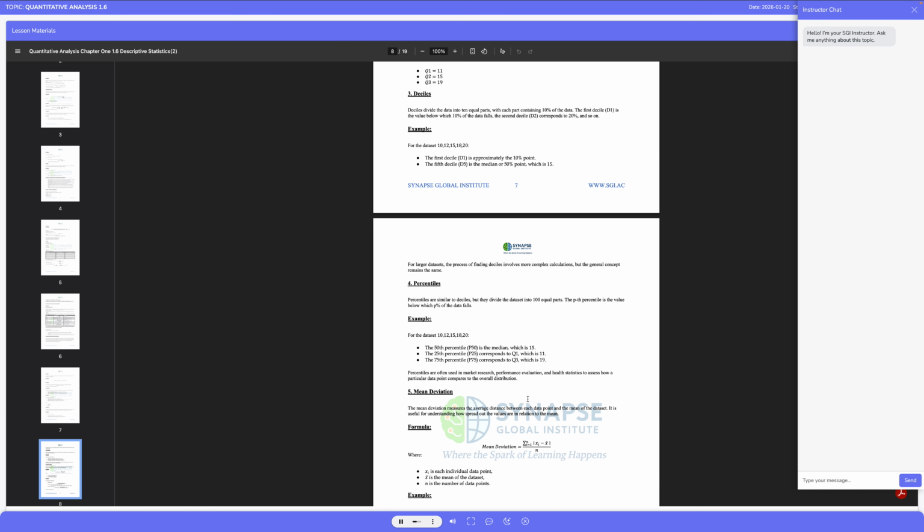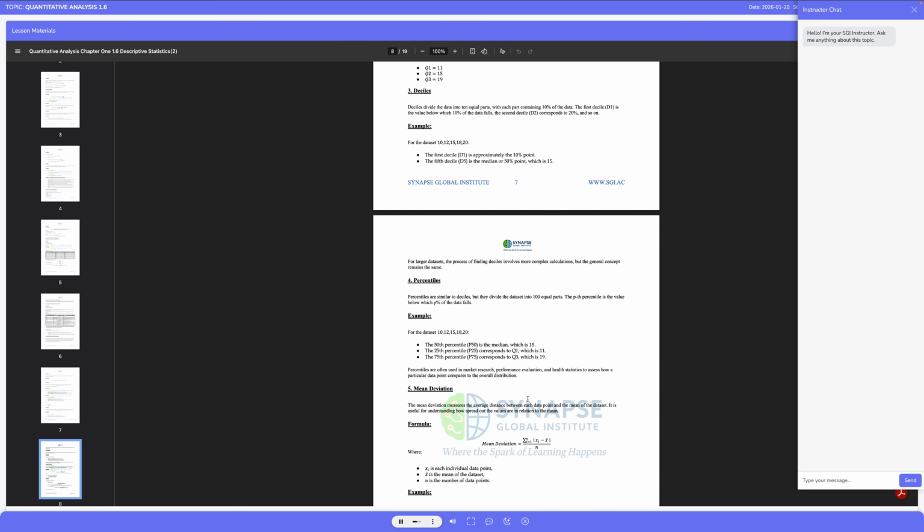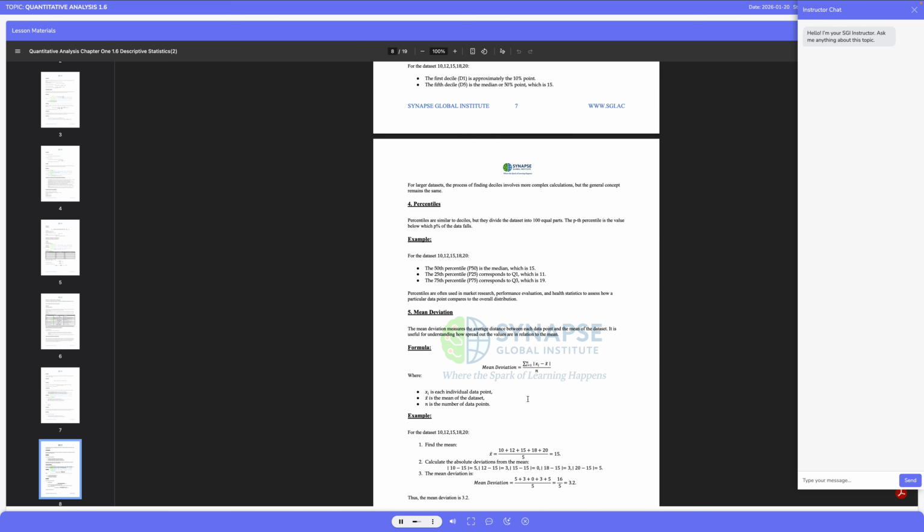As an example, consider again the dataset 10, 12, 15, 18, and 20. The 50th percentile corresponds to the median, which is 15. The 25th percentile corresponds to the first quartile, which is 11, and the 75th percentile corresponds to the third quartile, which is 19. In business analysis, percentiles are particularly useful for comparing individual performance against a broader population, such as employee productivity or customer spending patterns.